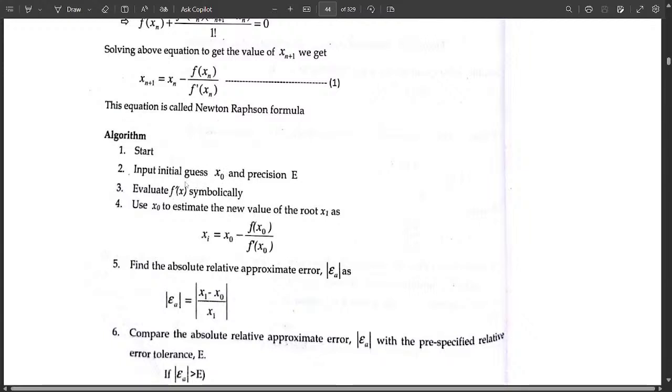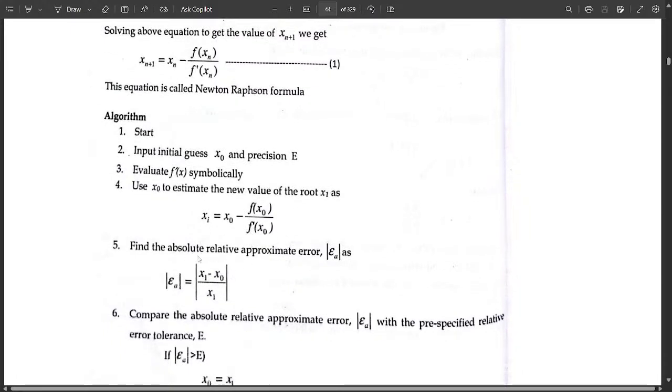After that we need to find the first derivative of that function, and there is one formula where x1 equals x0 minus f(x0) upon f'(x0). x0 means whatever value we are starting with, we should keep that, and the formula is x0 minus f(x0) upon the first derivative.